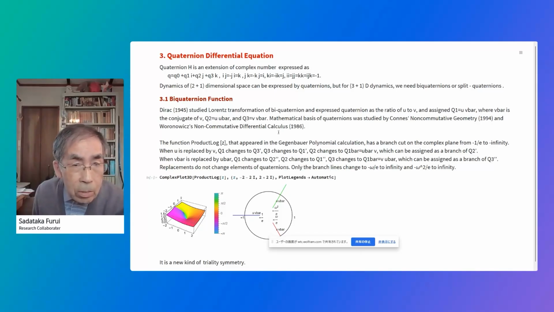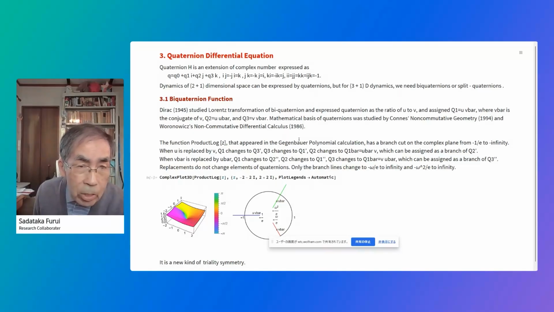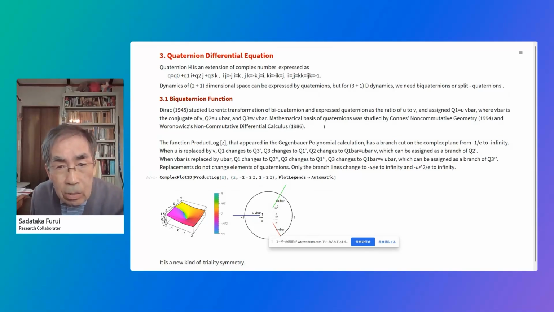And biquaternion function is proposed by Dirac, and he studied Lorentz transformation of biquaternions and expressed quaternion as the ratio of U to V, and assigned Q1 equals UV bar, where V bar is the conjugate of V, and Q2 equals UU bar, and Q3 equals VV bar. Mathematical basis of quaternions has been studied by non-commutative geometry, and also by Wolfram non-commutative differential calculus.